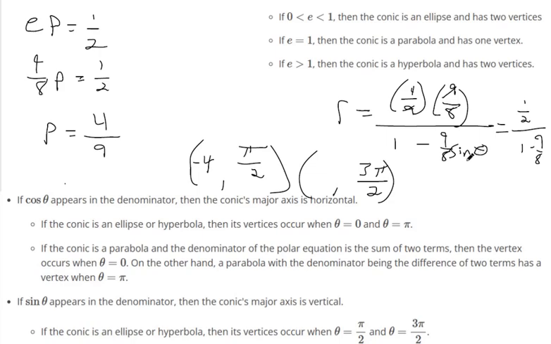And the same thing, plug in 3 pi over 2. If you do that, sine of 3 pi over 2 is negative 1. So you're going to have negative 9/8 times negative 1, which gives you positive 9/8, so that's 1 plus 9/8 in the denominator. That's 17 over 8 in the denominator. We got 1/2 still in the numerator. So if I plug in 3 pi over 2, I'm getting 4 over 17. So those are the points for our two vertices for our hyperbola.